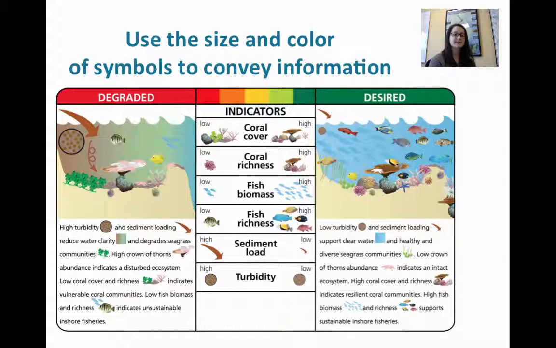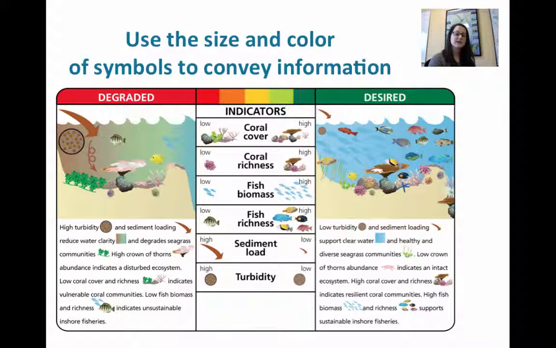And then we also use the size of symbols. So here we have sediment loading, which is depicted on the left-hand side as a large brown arrow, and the sediment loading is higher in the degraded system and lower in the desired system, so we've changed the size of the arrow to depict that. We've also changed the color of the water, so in degraded it goes from a brown to blue gradient, whereas in the desired it's a blue color showing that it's cleaner water.